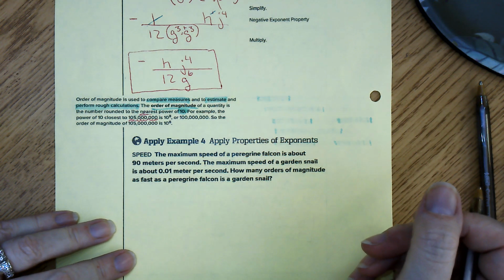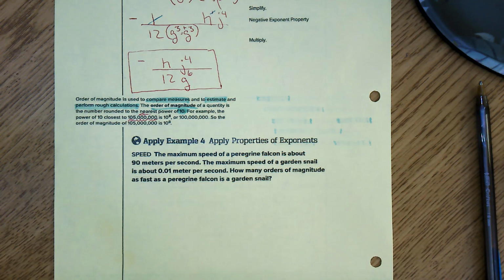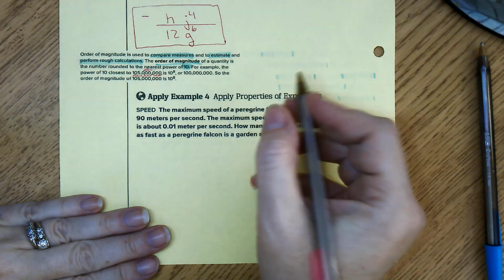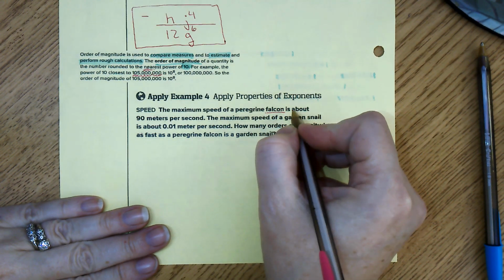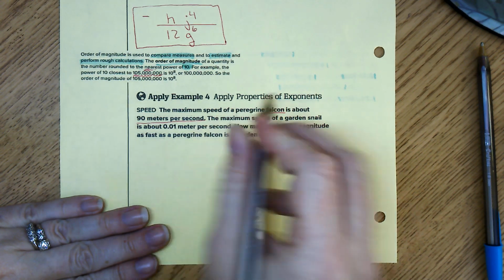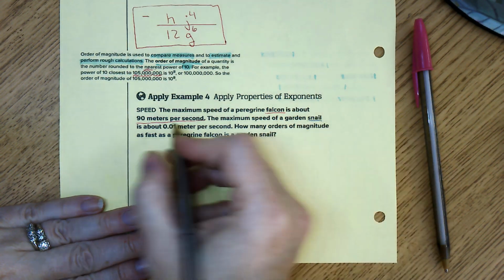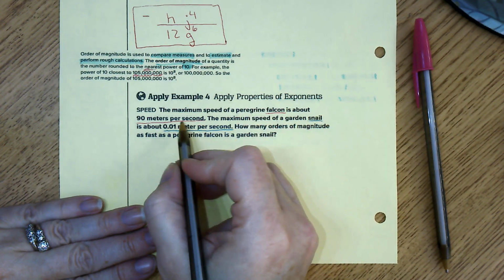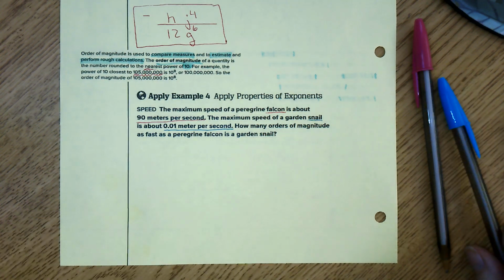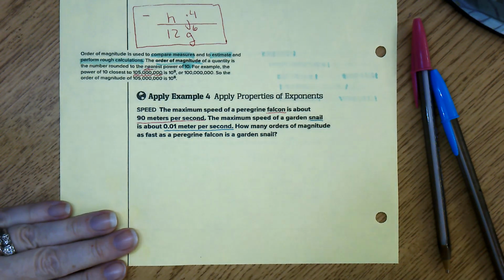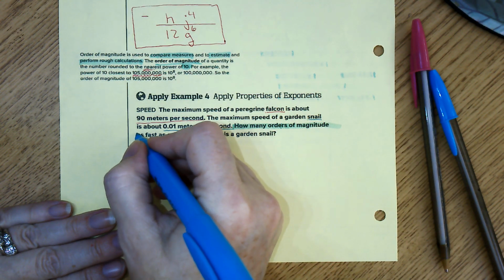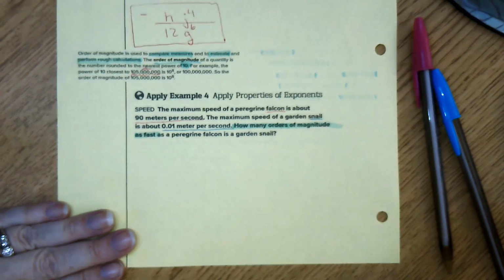So we are going to use some of the same skills to apply this concept. We're going to do it with speed. The maximum speed of this particular falcon is about 90 meters per second. The max speed of a garden snail is 1/100th meter per second, significantly slower, but these are both meters per second, so they are both like terms. And it wants to know how many orders of magnitude as fast as the falcon is the snail.